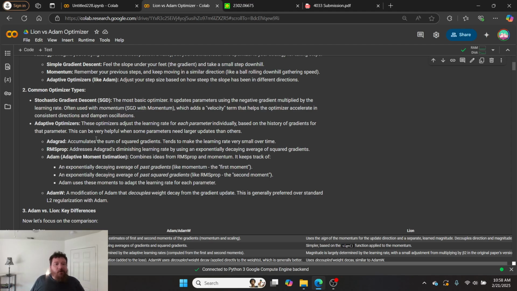So common optimizer types that you'll run into are SGD, or stochastic gradient descent, which is the most basic optimizer, and it updates parameters using the negative gradient multiplied by the learning rate. It's often used with momentum, so SGD with momentum, which adds a velocity term that helps the optimizer accelerate in consistent directions and dampen oscillations.